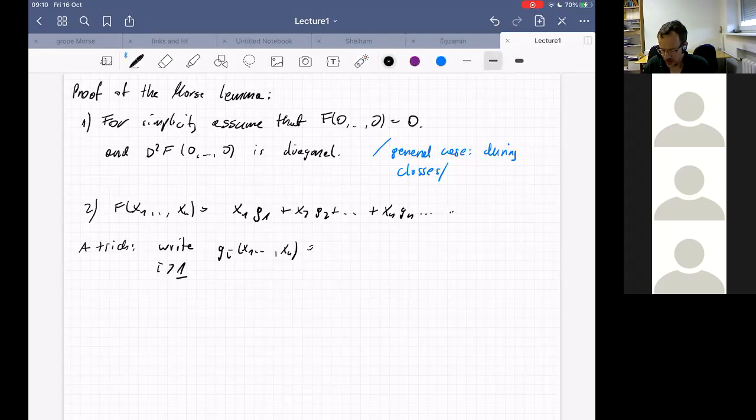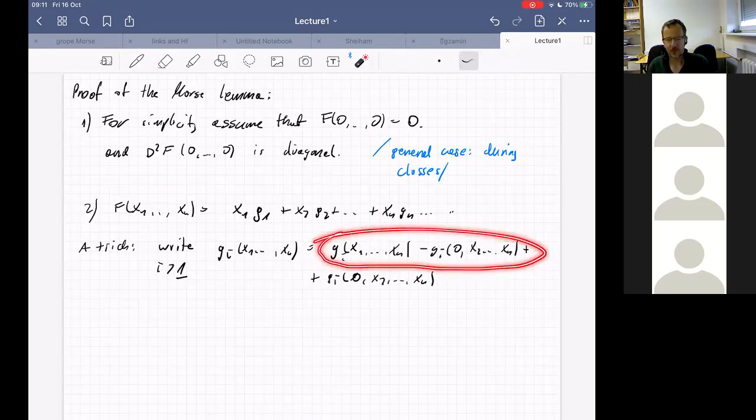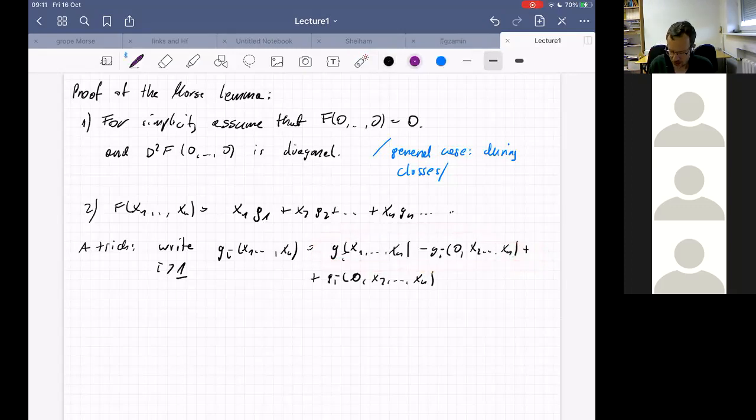So I write gi of x1, ..., xn to be equal to gi of x1, ..., xn minus gi of 0, x2, ..., xn plus gi of 0, x2, ..., xn. Well, I can always do this. Now I regard this as a new function, as a function of x1, with fixed variables x2 up to xn, I can look at this. And now I use Hadamard.